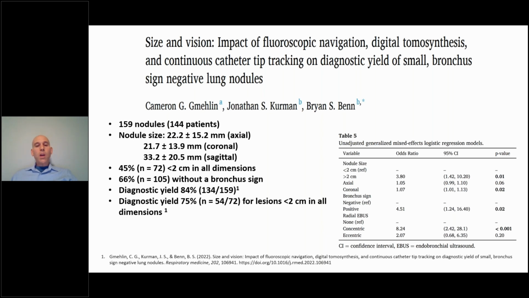But then we looked again at the traditionally harder-to-biopsy ones, and we also saw that we had a pretty nice diagnostic yield of about 75% for those that were 2 centimeters or less in all dimensions, and then 79% for our bronchus sign negative lesions.